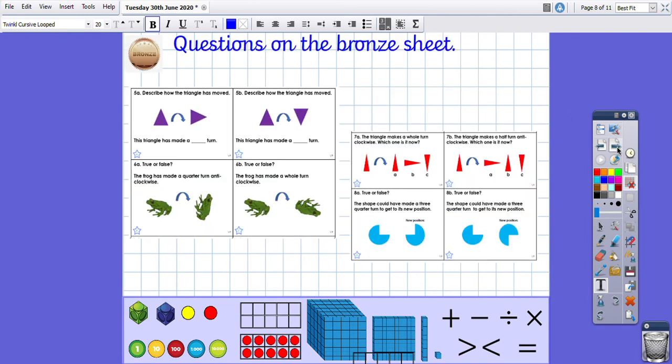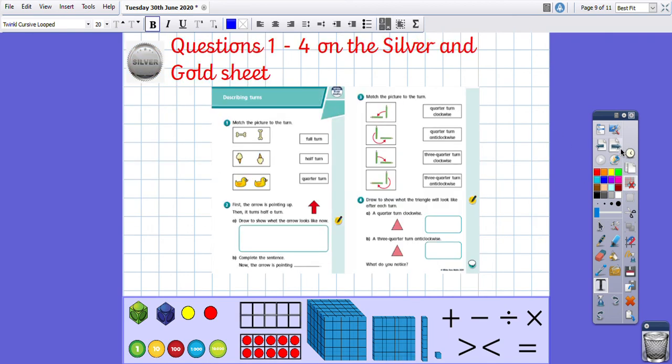Okay, bronze. You need to describe how the triangle has moved. True or false frog questions. You need to tell me which triangle it is after it's made its turns, and then some more true or false questions. It will really help if you have these printed out. If you can't print it out, draw them on a piece of paper so you can turn your paper. That will help you lots with this activity.